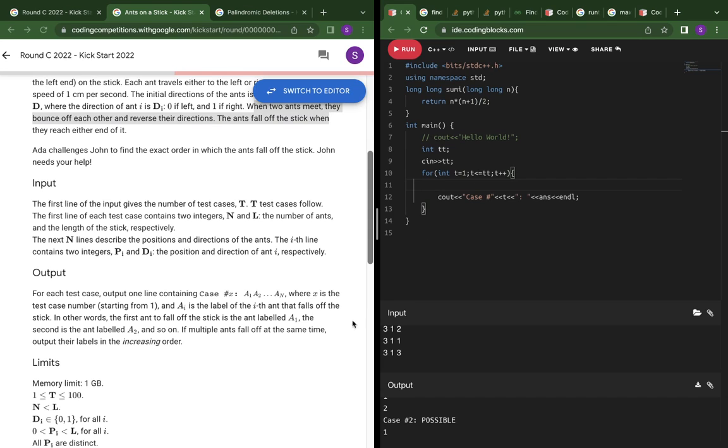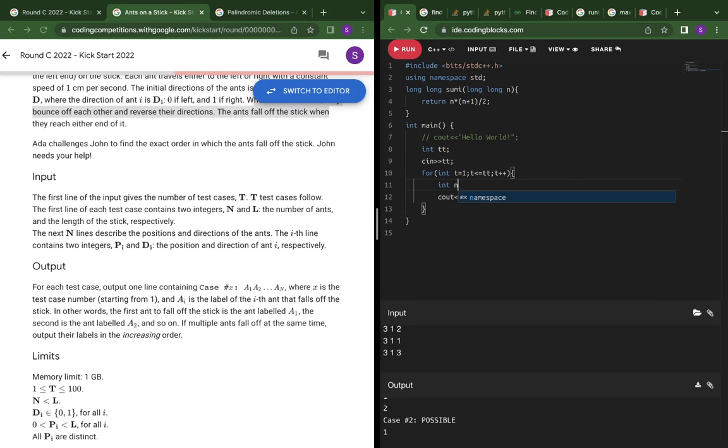Okay, so let's take the input. Where n is the number of ants and the positions, and the ith line contains two integers p of i and d of i, the position and the direction of ant i. And L is the length of the stick. So the n lengths.